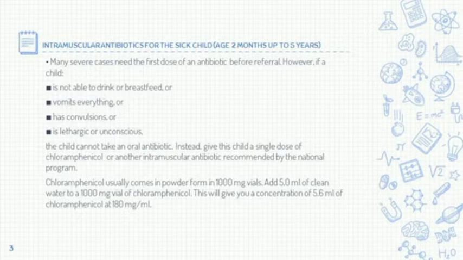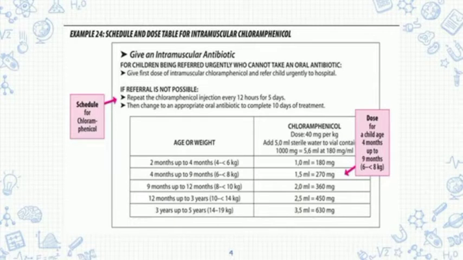However, if a child is not able to drink or breastfeed, or vomits everything, or has convulsions, or is lethargic or unconscious, the child cannot take an oral antibiotic. Instead, give this child a single dose of chloramphenicol or another intramuscular antibiotic recommended by the national program. Here is the schedule and dose table for intramuscular chloramphenicol.